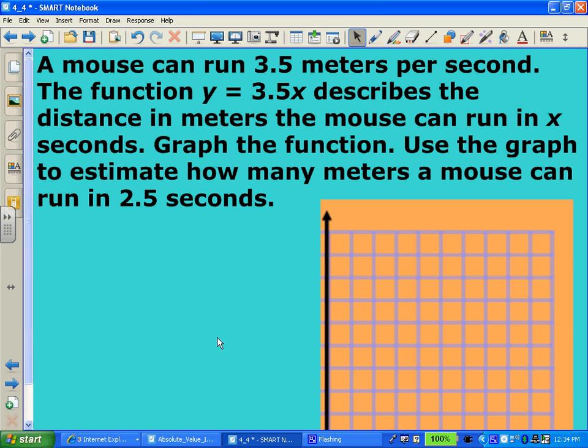Okay? And then the final thing is story problems. Now, when we have a story problem, we're going to follow a very similar process, but we have to think a little bit more about the numbers that we pick for x. So here we have a mouse that's running 3.5 meters per second. The function y equals 3.5x describes the distance the mouse can run in x amount of seconds. Graph the function. So we're going to create ourselves a table again.